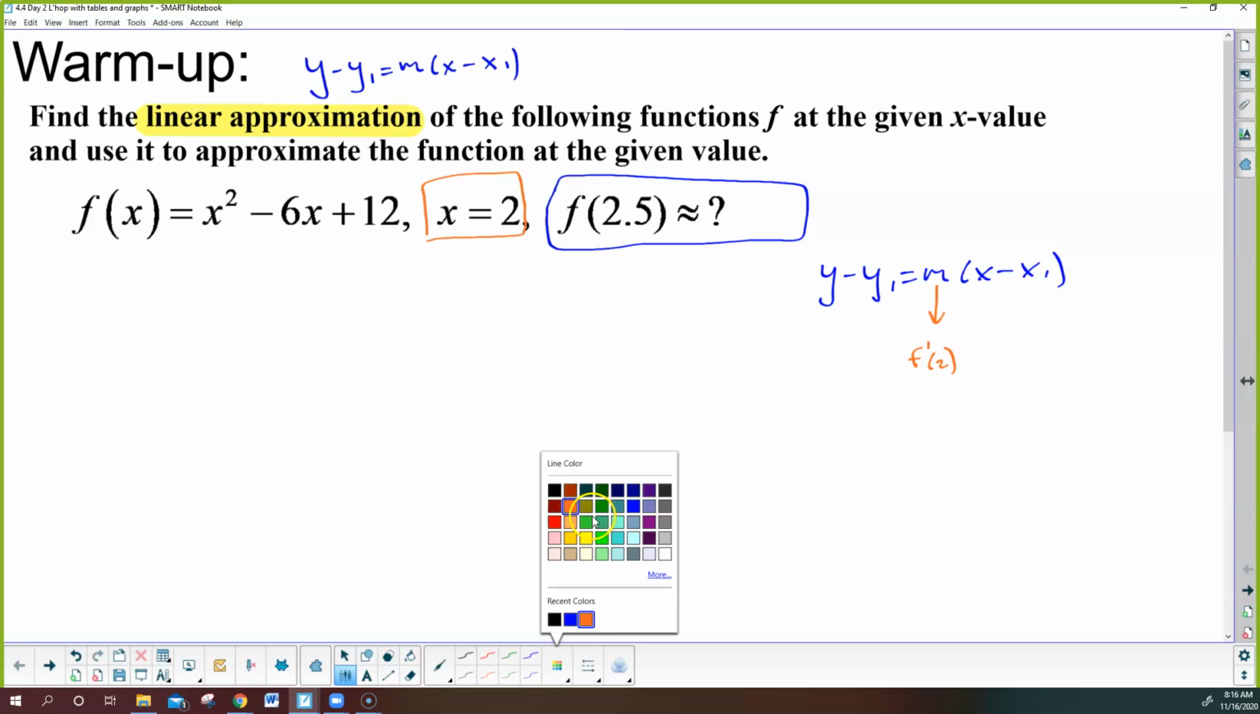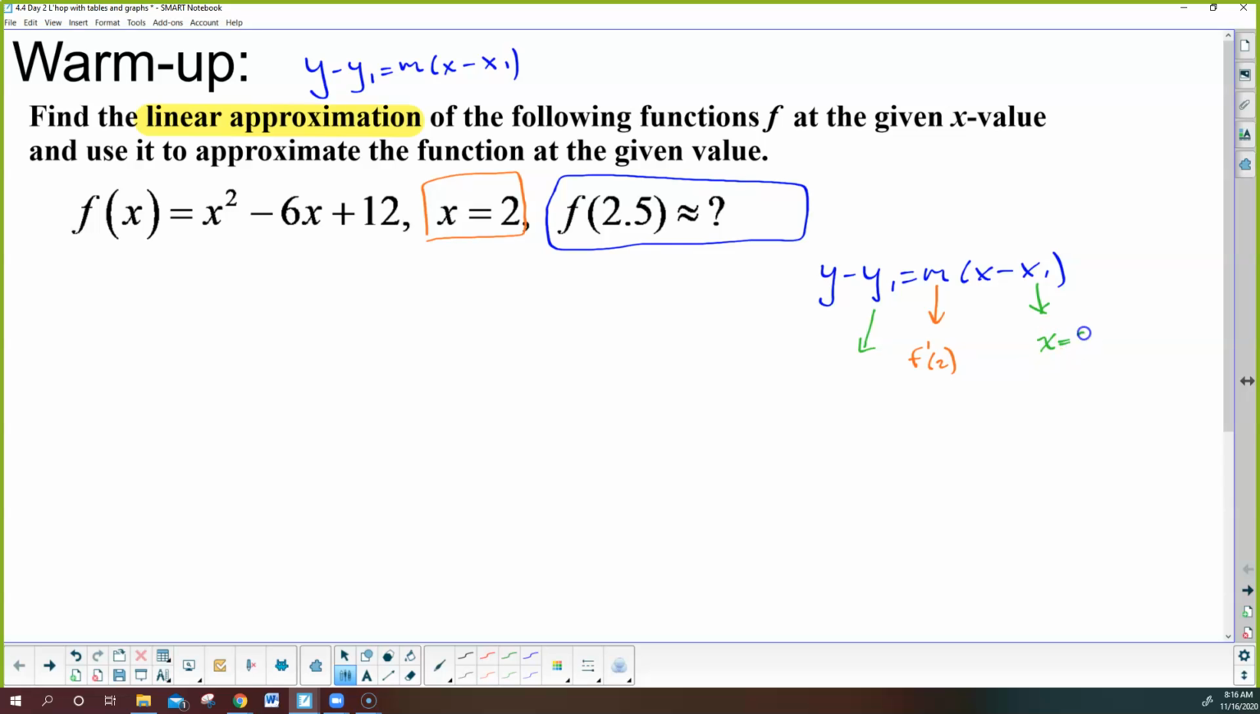And then I have to find the other two pieces, which is x1 and y1. Well, they tell me what x is equal to here. X is equal to 2. And then I can find what the output is at f of 2. So I need to basically find the slope and the point. It doesn't matter which one you start with. I'm going to start with just the regular point. Now again, our whole idea is to do this without a calculator.